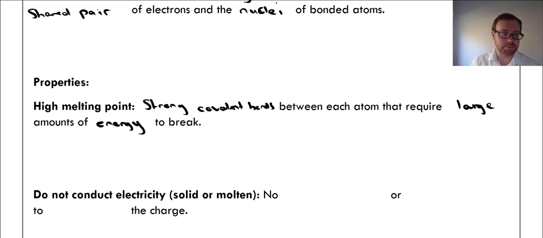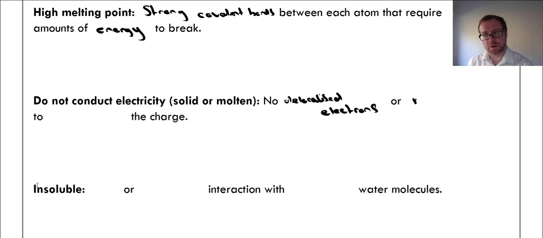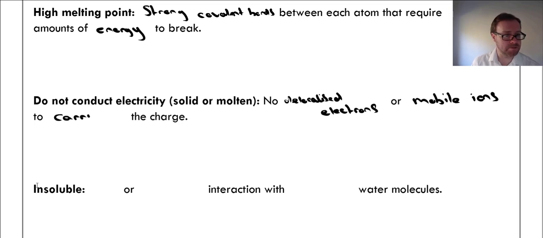Therefore, they have a high melting point. They do not conduct electricity when they are solid or molten, and that's because there are no delocalized electrons or mobile ions to carry the charge. So we talked about why structures with delocalized electrons can conduct electricity.